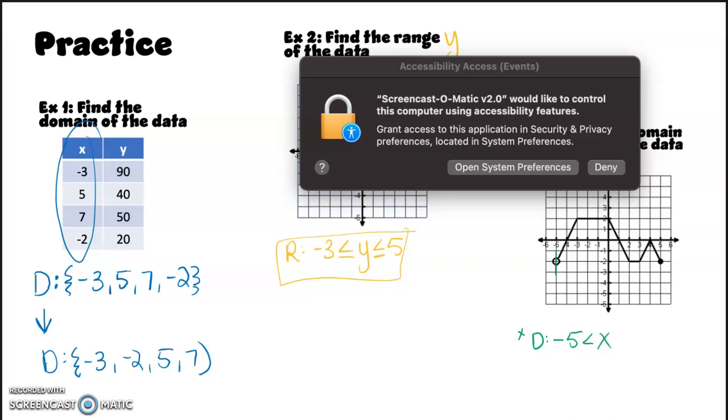And now I need to find my biggest x value. That looks like it's over here at 5. And it has a closed circle, so it's actually going to be less than or equal to 5. And so that is going to be my final answer for my domain.